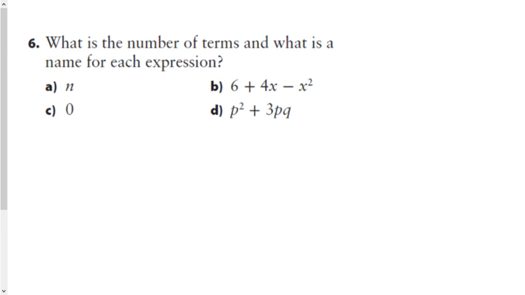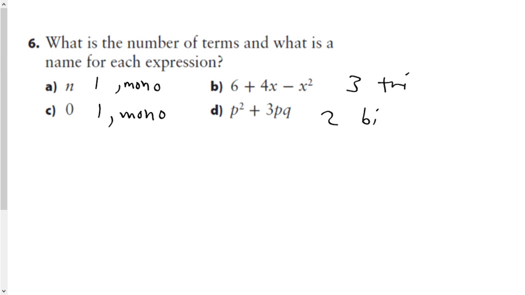Question 6, what are the number of terms and what is the name for the expression? N is a one-term expression. There's one term, and it's called a monomial. I'll just put mono because I'm lazy. B, we have 1, 2, 3 terms, and it's called a trinomial. C just has one term, and it's called a monomial. And D has two terms, and it's called a binomial.